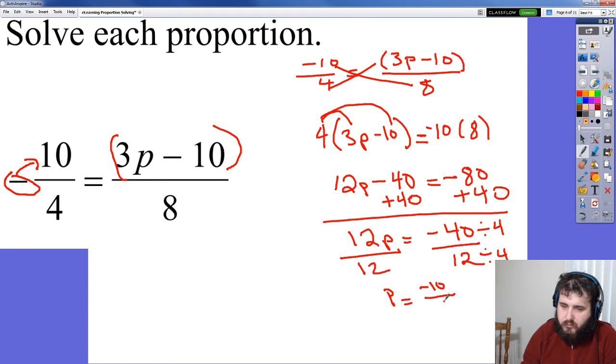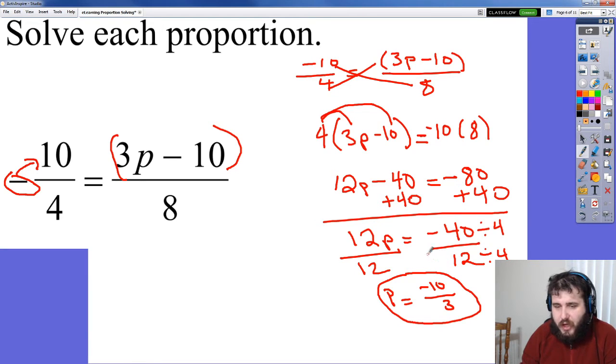12 divided by 4 is 3. And then double check. 10 and 3 no longer have anything in common. So you're free to just say, hey, I'm done. Notice how I did not write the answer as a decimal. I shall not write the answer as a decimal, ever. For these, fractions are the way to go.